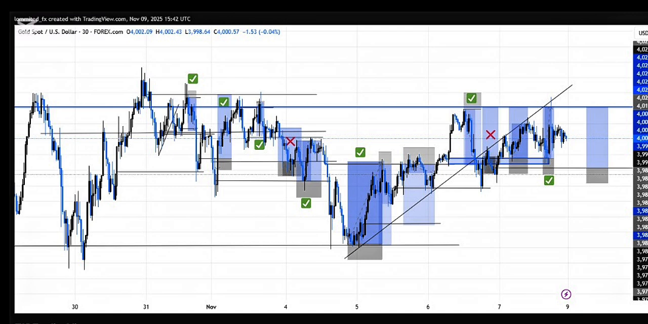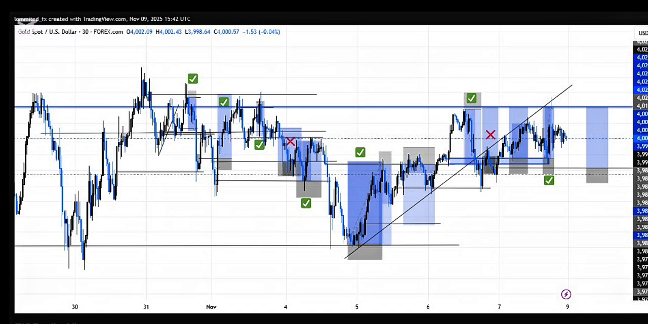C. Confirmation and execution, the check marks and X's. Green check marks. This likely indicates successful trade entries or exits, or simply confirms that a specific level, like a zone or trend line, was successfully held or rejected by the price.